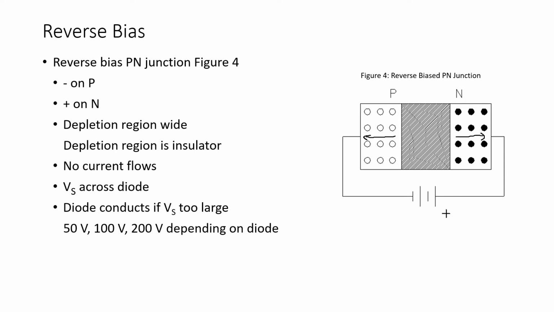So this depletion region acts like an insulator. No current flows through the PN junction, and the voltage across the diode will be equal to the source voltage of the circuit.